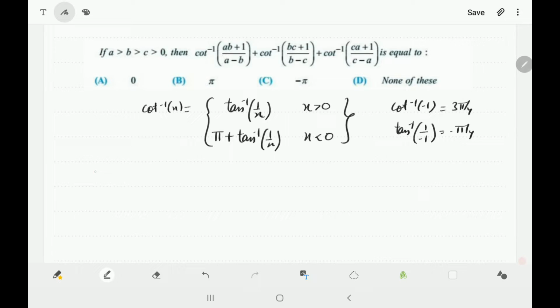Now if you see the first term, cot inverse of (AB plus 1) upon (A minus B), it is entirely positive, so we can write this as tan inverse of (A minus B) upon (1 plus AB).